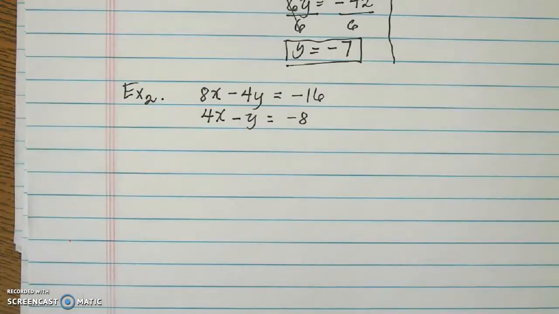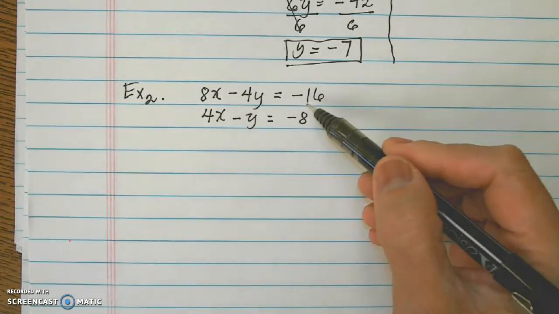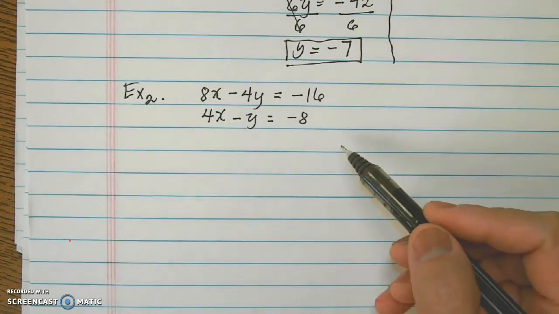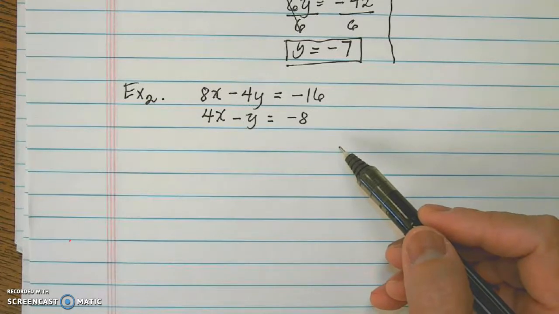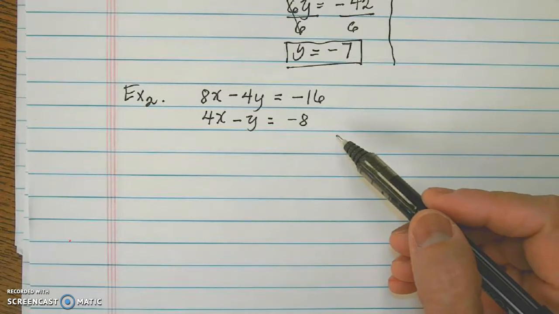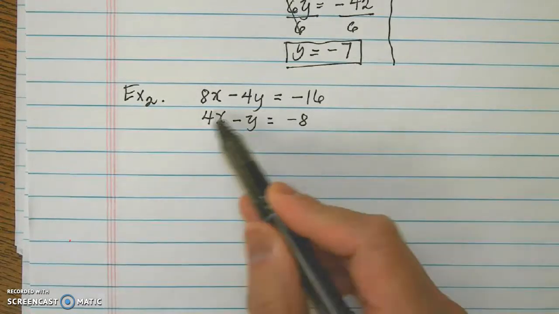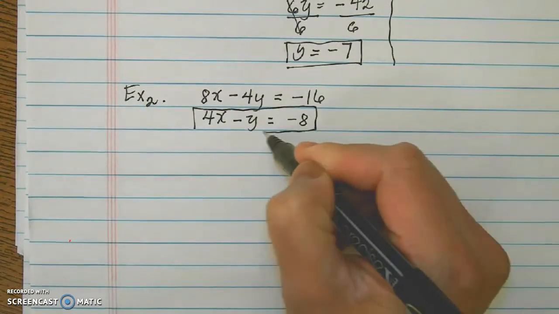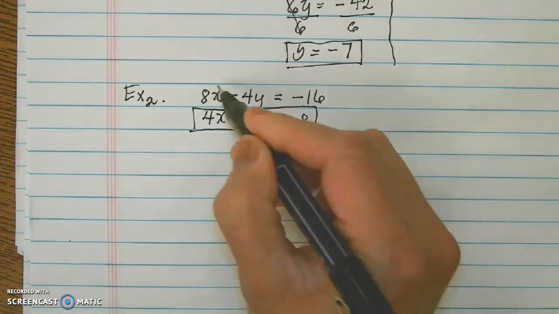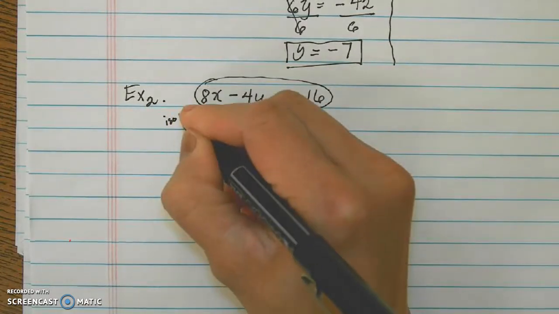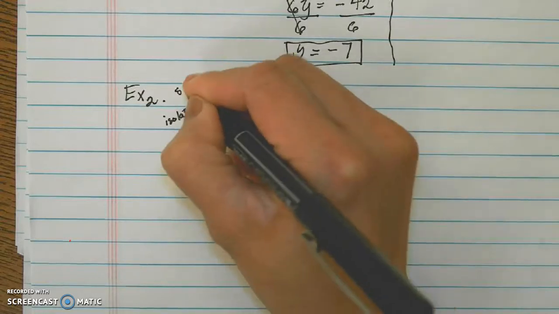Okay, so for our next example, we are going to use 8x minus 4y equals negative 16 and 4x minus y equals negative 8. And again, important is to isolate either of the two. You must isolate a variable. I'm looking at this, and this is the best one for me to isolate. So again, isolate this box. Where you substitute is circle. Okay, so remember that. This is where you isolate. This is where you substitute.